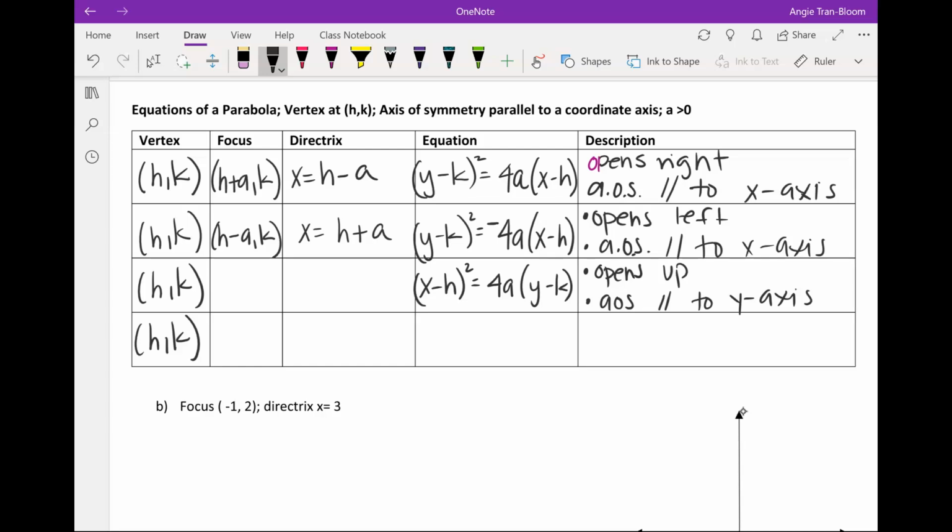Okay, so now let's imagine this. It opens up. What's the directrix? Downward. So is it x equals or y equals? Y equals. Y equals, you mean k? K, you're right. Y equals k minus a. Okay. That means the focus, you're going to get k plus a.